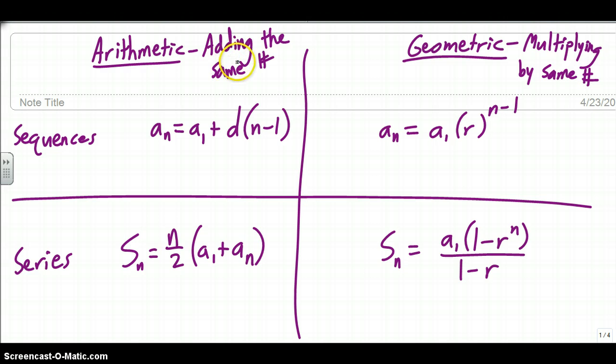In addition, adding is the same as subtracting, so if you're subtracting the same number, that would be arithmetic. Same with multiplying. Multiplying is the same as dividing. But anyway, these are the formulas. I suggest you just write these down in your review. It might help you study them and keep them organized.